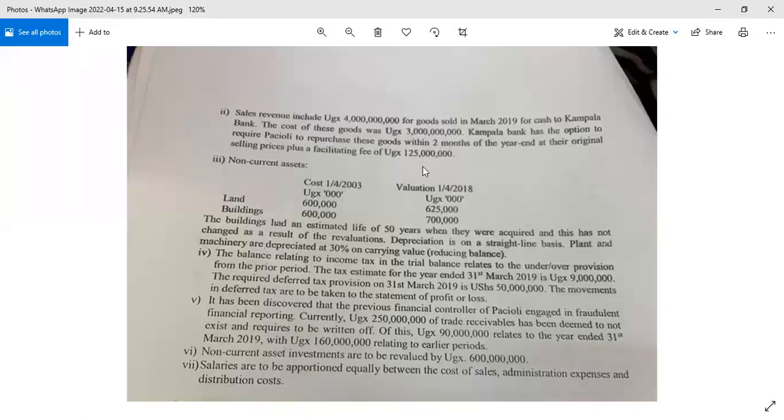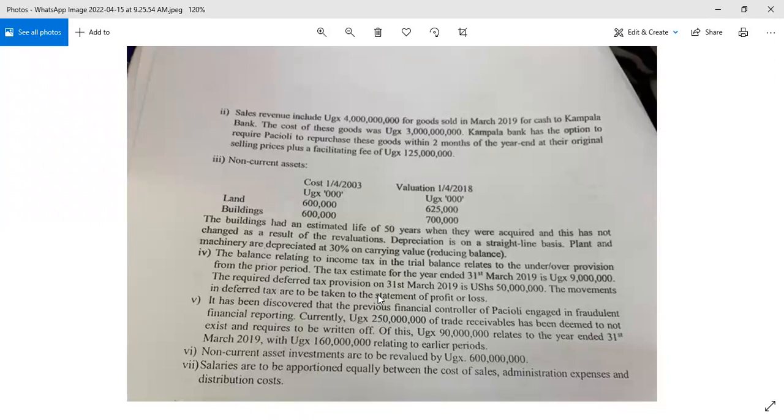So I'm not seeing any interest here, unless someone is saying that the facilitation fee is interest. Okay, but if it is, we already recognized it as an expense. Okay, so let me continue with our workings.